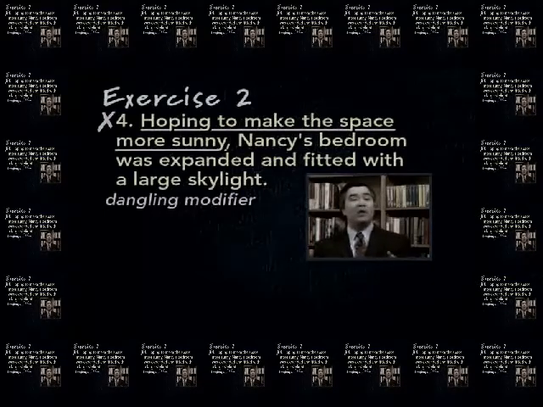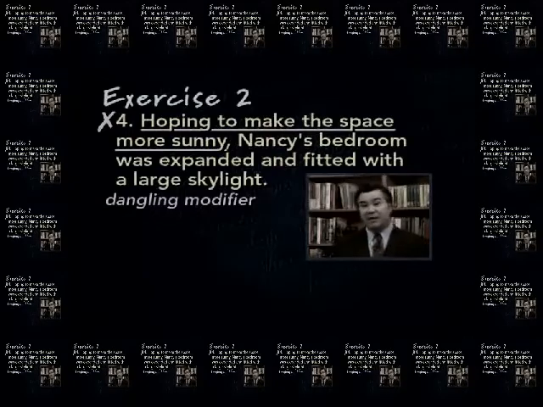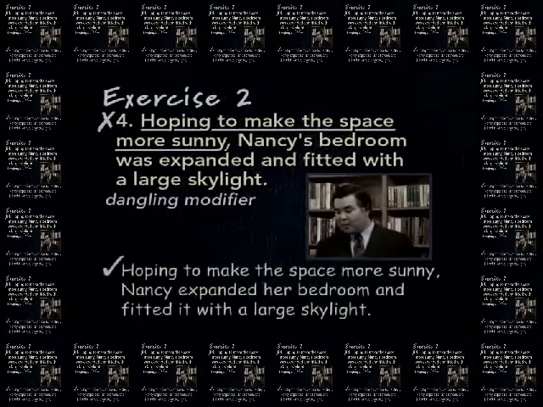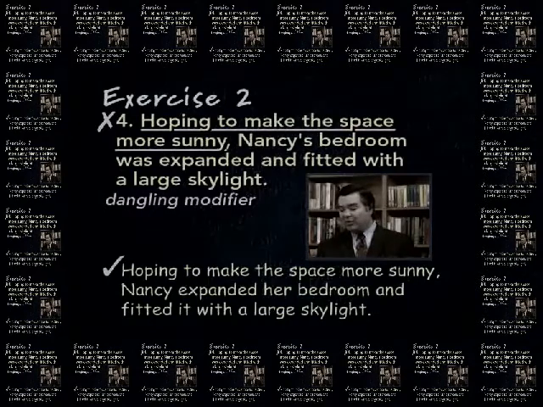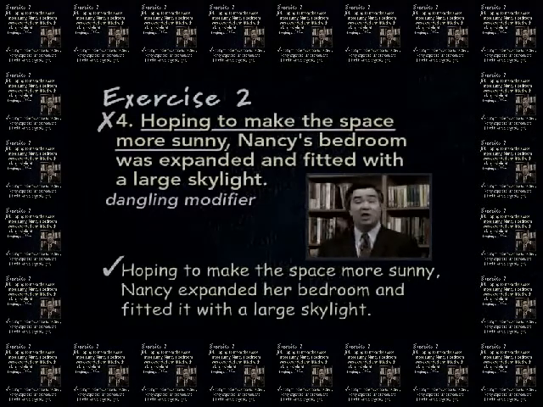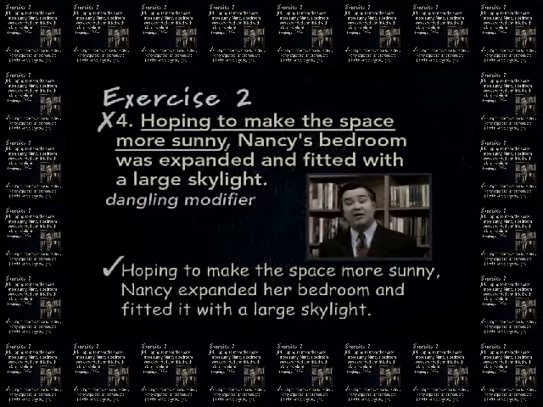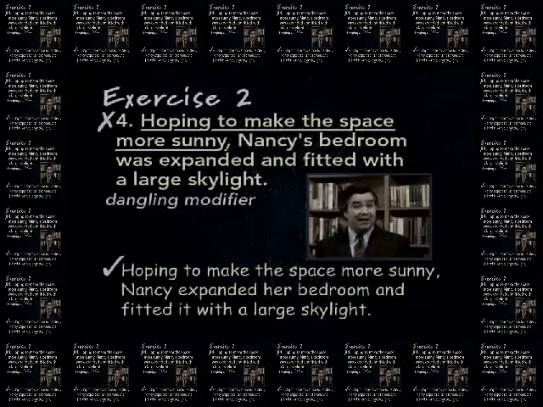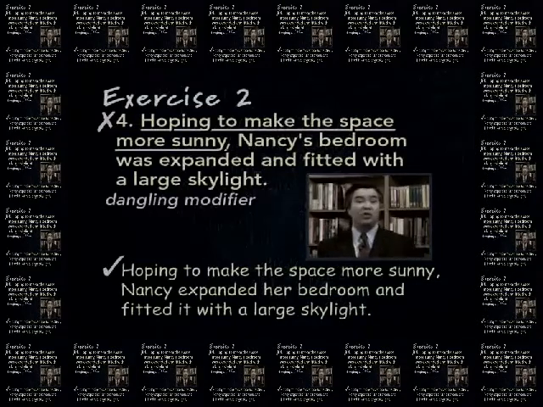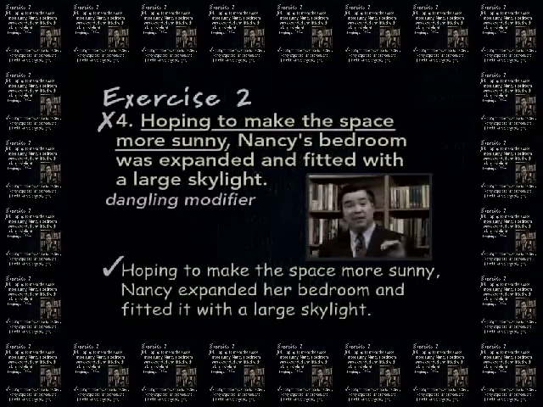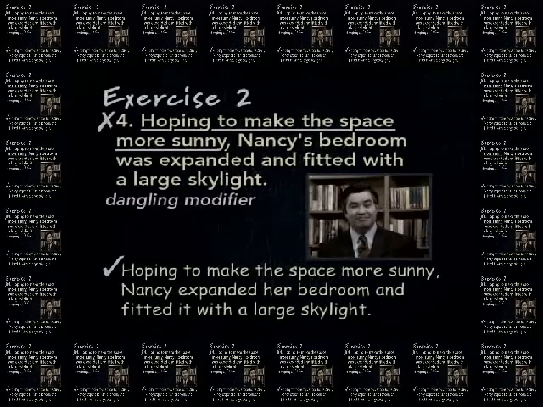And there's more than one way that you might rewrite the sentence, but one correct way to do it would be to make it read as follows. Hoping to make the space more sunny, Nancy expanded her bedroom and fitted it with a large skylight. That would correct the problem because it keeps the modifying phrase in place but follows it immediately with Nancy, which makes it clear who was doing the hoping. It puts the modifying phrase right next to the word it modifies.